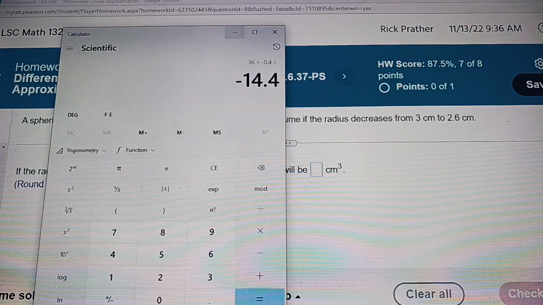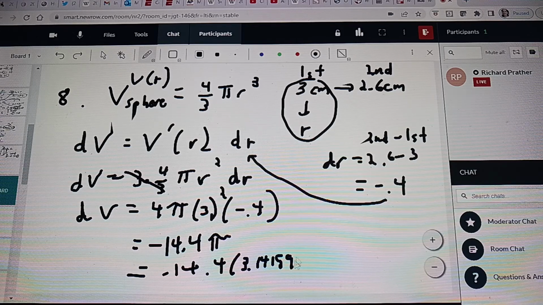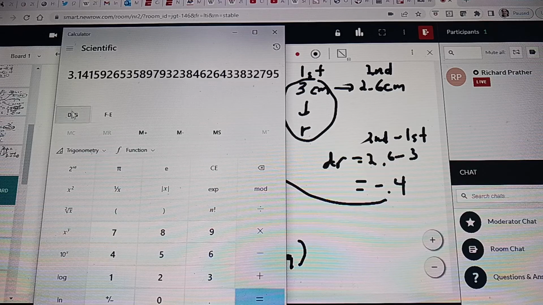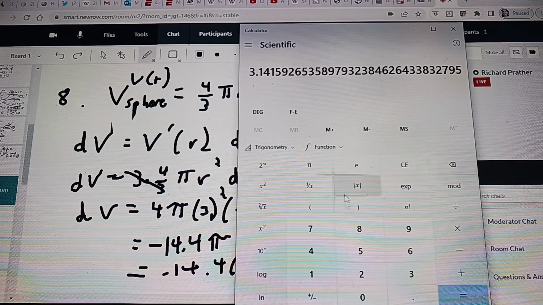So that's when you can plug in pi. But don't just use 3.14. That might not be enough of an approximation. 3.14159. If you're going to do a decimal, use that much. Some calculators have a pi button on them, actually. Like this right here. See how it shows 3.14159, and then it goes on and on and on. If you have a pi button, use that because you'll get a more accurate answer. Pi times negative 14.4.